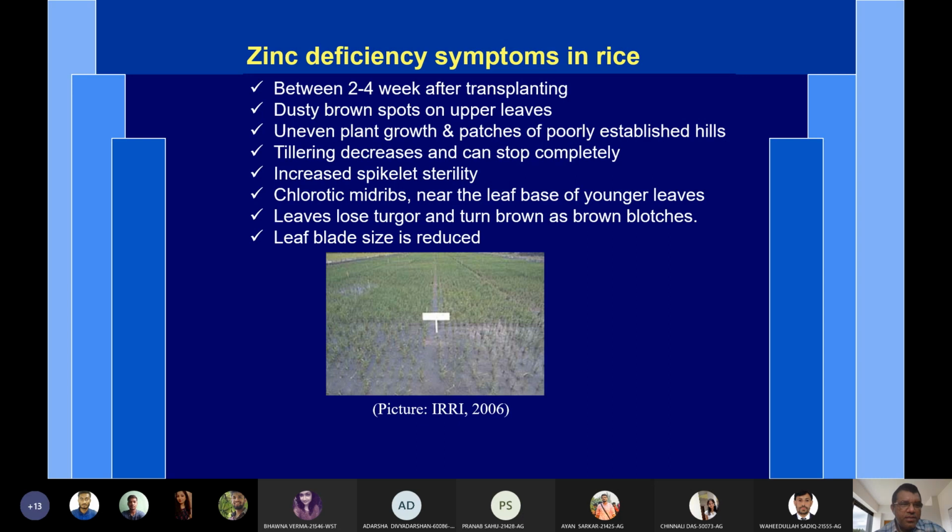If we just restrict to rice, then between 2 to 4 weeks after transplanting, deficiency symptoms are visible. Dusty brown spots on upper leaves, uneven plant growth, and patches of poorly established hills are observed, which means the death of tillers or death of seedlings can occur. Increased spikelet sterility, chlorotic midribs near the leaf base of younger leaves, and leaves lose turgor and turn brown as brown blotches, and leaf blade size is reduced. So almost all the growth parameters are affected.